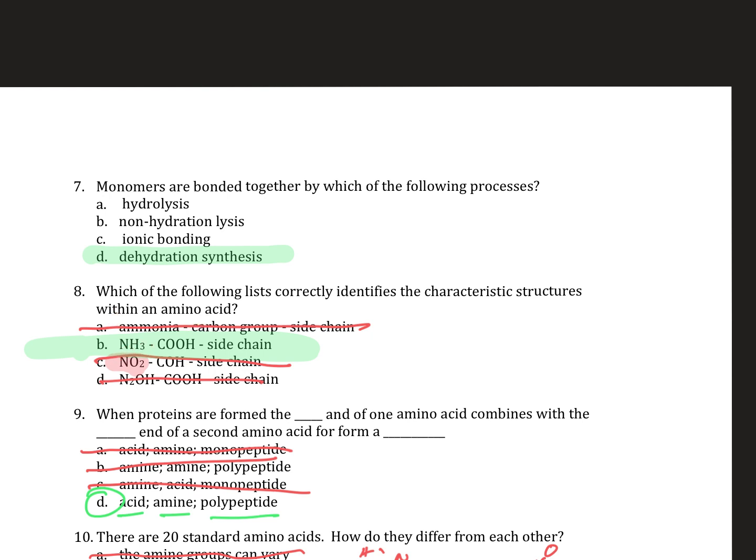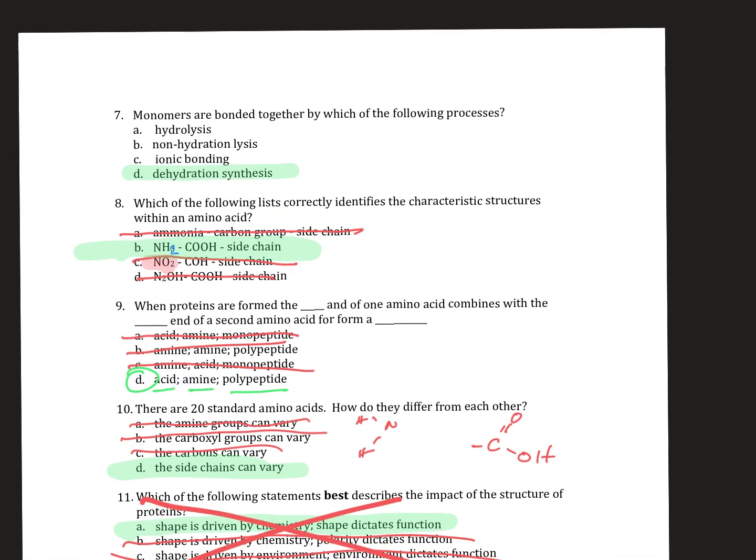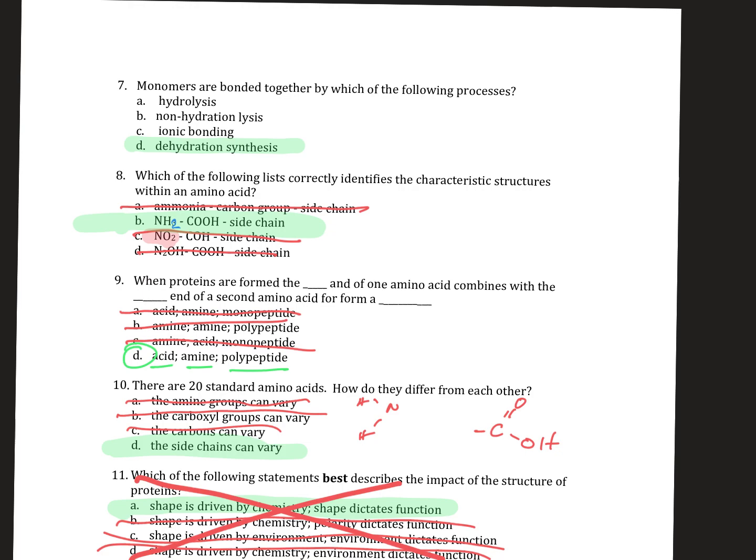NH. It should be NH2 really, not NH3, right? Yeah, it should be a 2, but it's still the best answer. This should be NH2 because you know for sure it's not NO2. You know for sure it's not ammonia, and you know for sure it's not N2OH. So really the best answer is B. But you're right, that should be NH2. The people that made this test messed that up, that's fine. But that is still the best answer. Multiple choice questions are about what's the best answer.